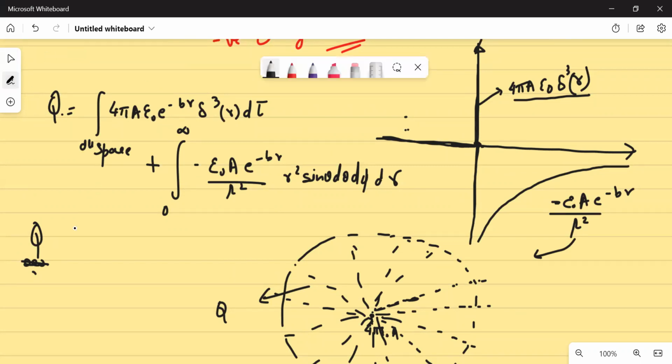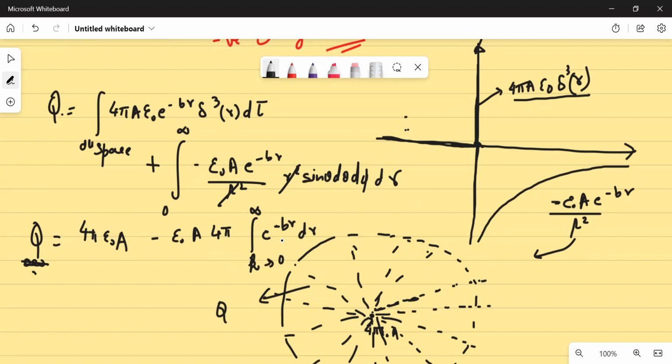Rho is given by this plus this, and d tau is this. So this will give me what? The first term will give me 4 pi epsilon naught a, and the second term will give me epsilon naught a, and r square gets cancelled with r square, and you have this sine theta, and the angular integrals will give 4 pi, integration 0 to infinity e to the power minus br dr. And even if you want to take h and h tends to 0, that also is fine. Okay, and this e to the power minus br would overall give me what?